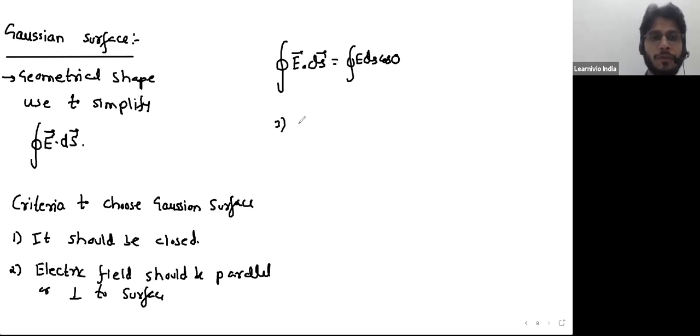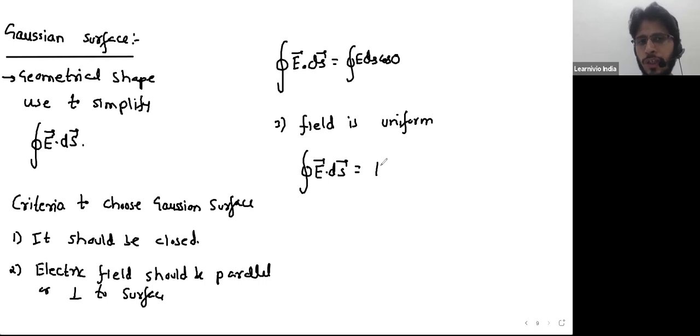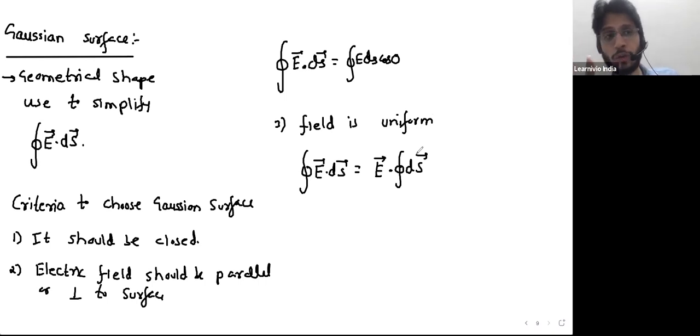Then we have the third criterion, which says that the field is uniform. See, if this field is uniform, then you can take it outside the integral. You can just take this field outside the integral. This is how we solve it. So to choose a Gaussian surface, we follow these three criteria. First, it should be closed. Second, the electric field should be parallel or perpendicular to the surface. And third, the electric field should be uniform throughout the surface, E dot ds.